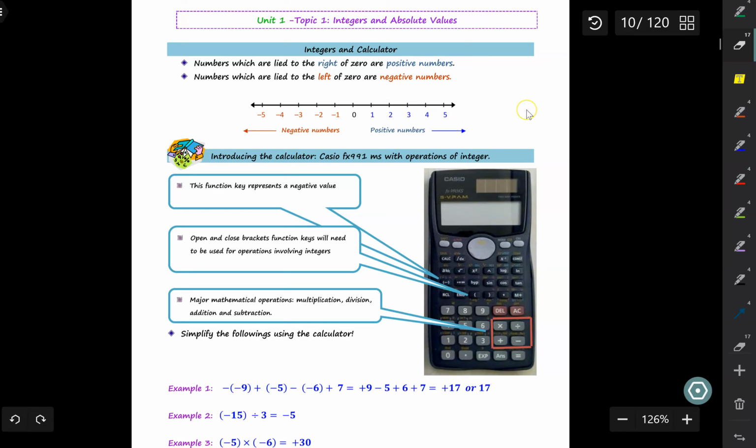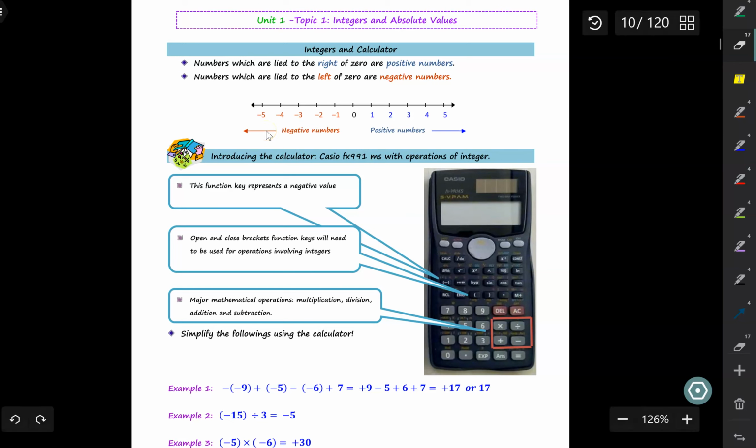These are the positive numbers. A positive number can be presented with a plus sign in front of the number, or you don't have to write the plus sign in front of the number, and they are called positive numbers. Negative numbers are the numbers on the left side of the number 0. As you move further away from the number 0, the numbers are getting smaller and smaller.